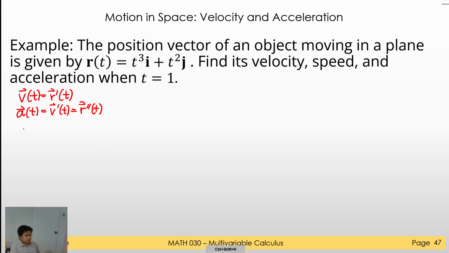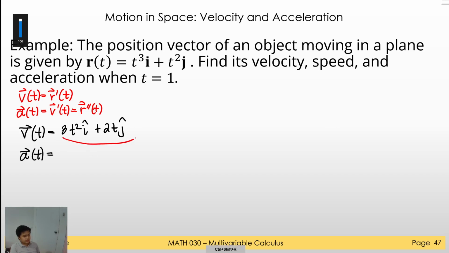Okay, so for the velocity, the first derivative of this, we have 3t squared i hat plus 2t j hat. That's your velocity function. Let's evaluate the actual velocity later. And then let's solve also for the acceleration vector. The acceleration vector is again the derivative of your velocity vector. So we have 6t only, and then plus 2j hat.